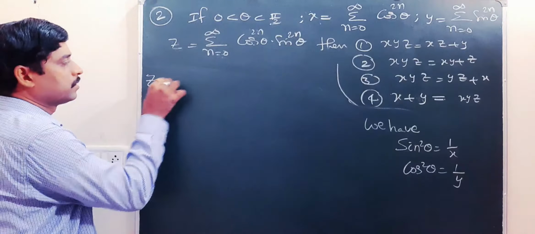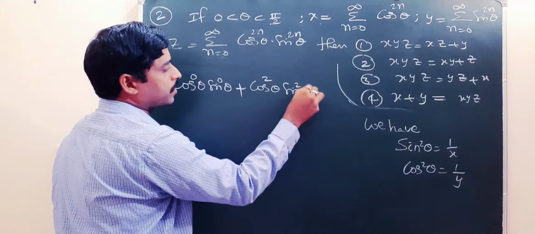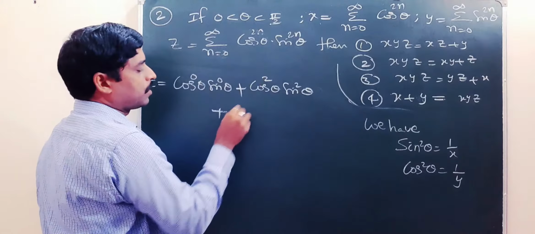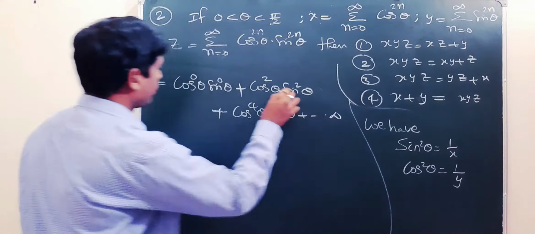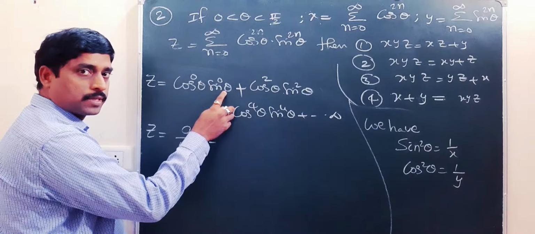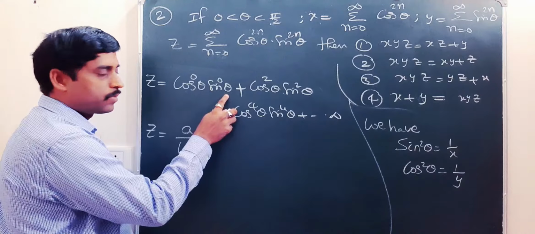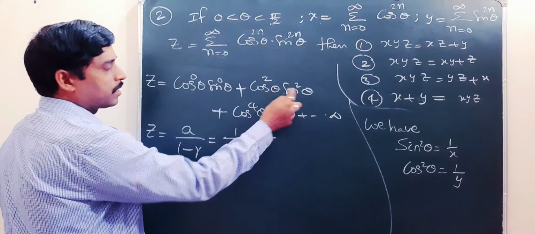Okay, Z is equal to, put n equal to 0, it will be cos to the power 0 theta into sin to the power 0 theta, plus put n equal to 1, cos square theta into sin square theta. Put n equal to 2, it will be cos to the power 4 theta into sin to the power 4 theta, up to infinity. This is an infinite GP. We have the formula A by 1 minus R, where A is the first term, cos to the power 0 theta into sin to the power 0 theta, which is 1. What is the common ratio? Common ratio equals cos square theta into sin square theta.